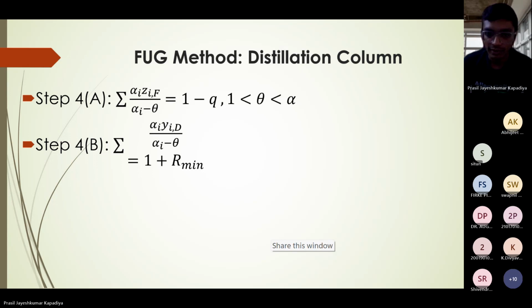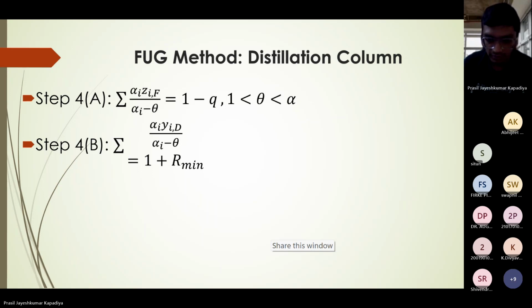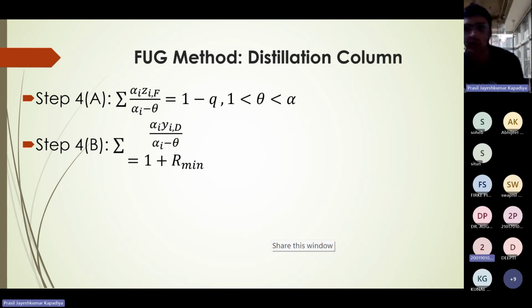Slope of feed line. I'm sorry, I'm not able to clearly listen to you. Can you repeat, please? So it's the fraction of liquid in a feed. So what is the meaning of Q is equal to 1? That means saturated liquid, and Q is equal to 0? Saturated vapor.